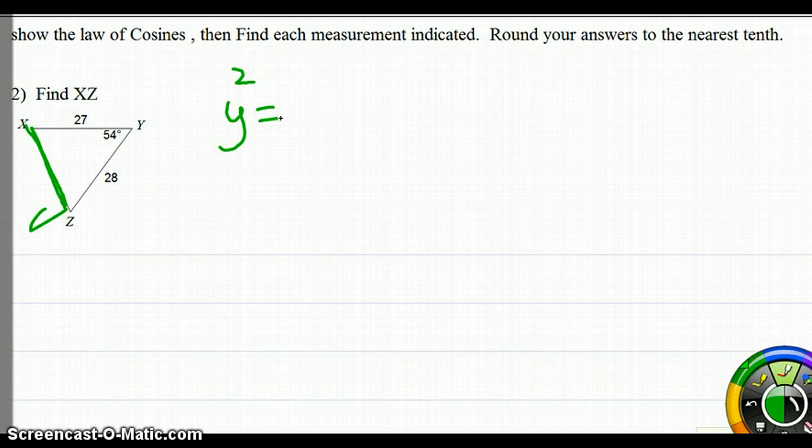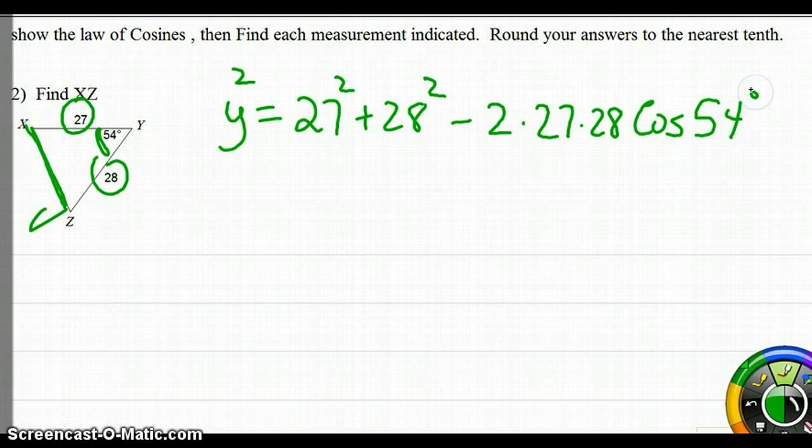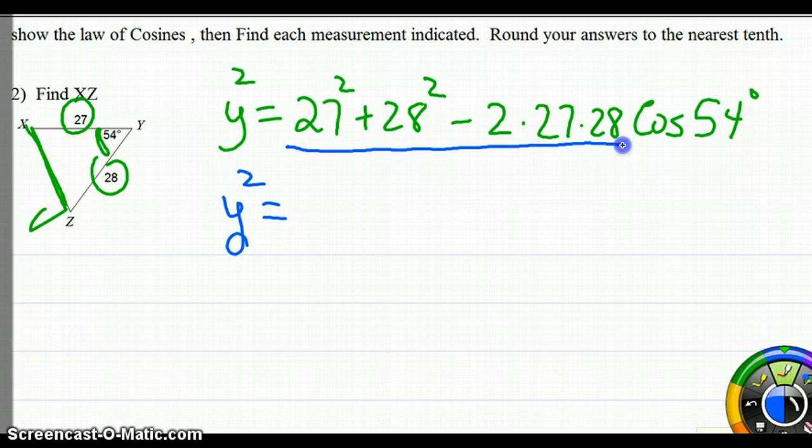So how do I find Y squared? Well, to take Y squared, if we're given two legs and the included angle, you take 27 squared plus 28 squared, minus 2 times the product of those two legs times the cosine of the included angle, which in this case is 54 degrees. And again, one of the nice things about law of cosines, it's a long equation, but you can type it out. Not only can you, but you should type it out exactly like that.